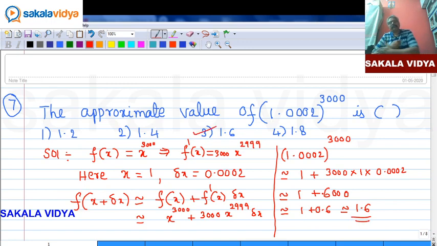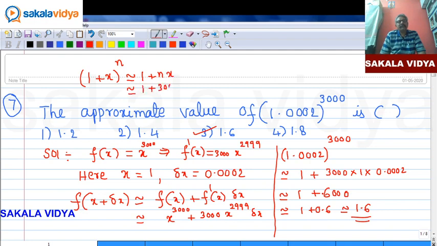See, this problem can be done using binomial theorem also. With the help of binomial theorem, 1 plus x whole to the power of n is approximately equal to 1 plus nx. Here n is 3000 into x is 0.0002. So this will be equal to 1.6 using binomial theorem. This problem can be solved this way also.